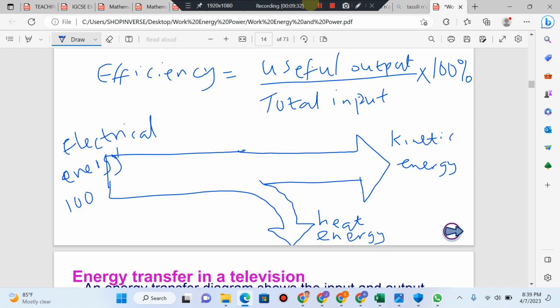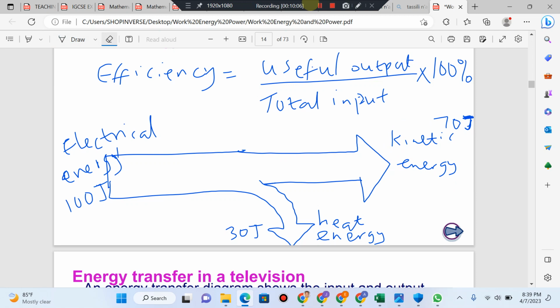Let us assume the electrical energy input is 100 joules, and the kinetic energy you get is 70 joules. That means the wasted energy would be 100 minus 70, that's 30 joules. That means the heat energy that is wasted is 30 joules. If you want to calculate the efficiency, take note that the kinetic energy is the useful energy because that's what you need from the fan, the ability of the fan to convert electrical energy to kinetic energy.